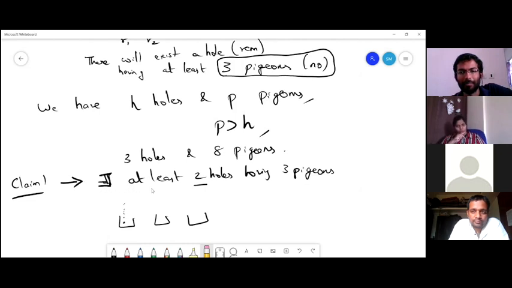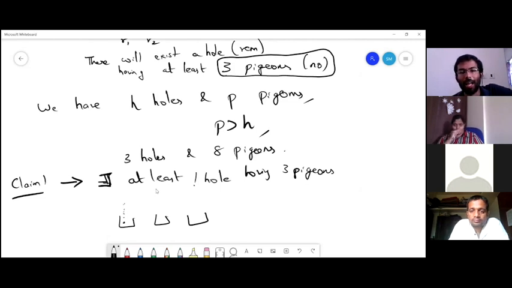There exists at least 1 hole with 3 or more pigeons. So the worst case, they get distributed equally, which will take up 6 pigeons, and over that we have 2 more. Yeah. We can have at least 1 with 3 pigeons. This much we can say, right?